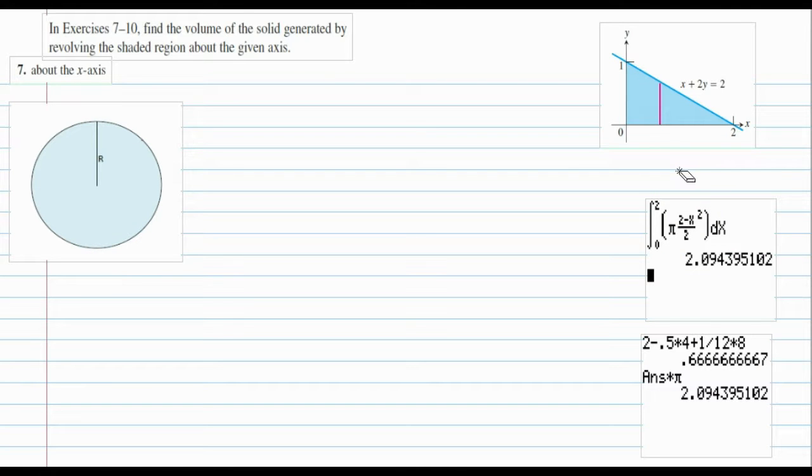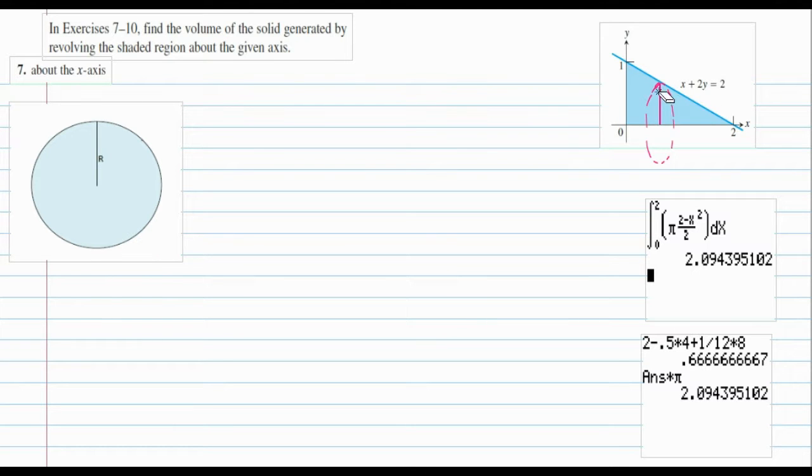Now try problem number 7 says find the volume of the solid generated by revolving the shaded region about the given axis. So we're going to revolve this about the x-axis. This shaded region is a triangle. If we revolve it about the x-axis, this whole triangle gets revolved. You may picture this, it's going to look like a cone. Each cross section is going to be a circle because we're revolving it around, we're spinning it.